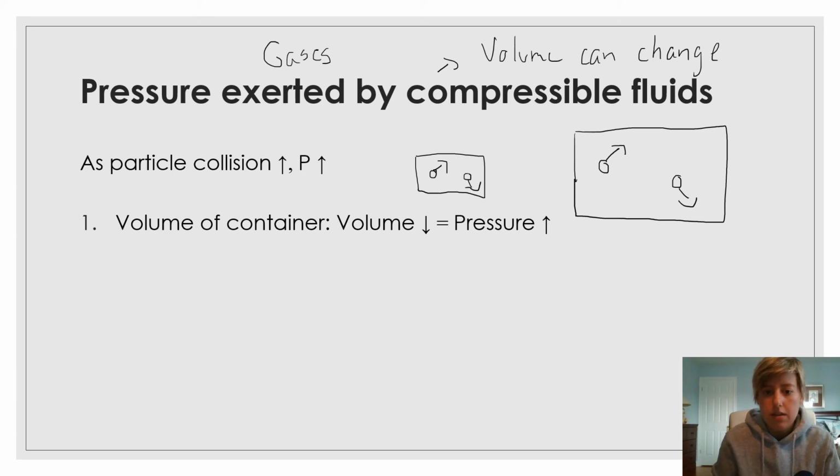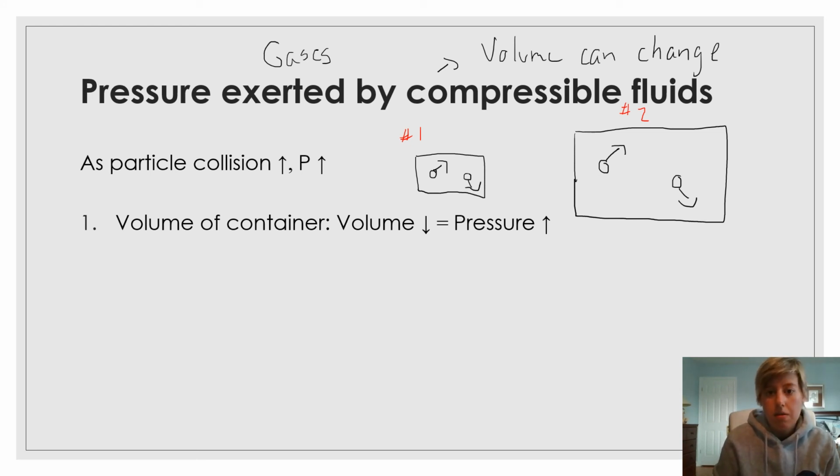Now, in container number 1, because my volume is much smaller, that means I'm increasing the likelihood that my gas particles are going to be hitting each other. And if I'm increasing the likelihood that my gas particles are hitting each other, I'm increasing the pressure. Now, if I'm looking at container number 2, because my second container is much bigger, there is more space for my gas particles to travel. More space means the likelihood that they are going to be hitting is less, decreasing the pressure.